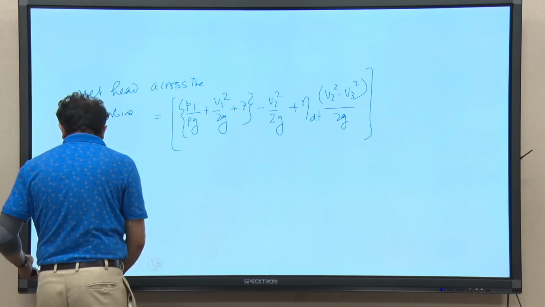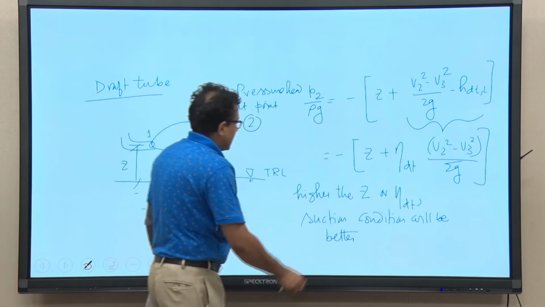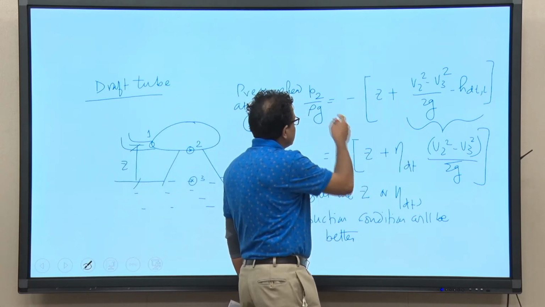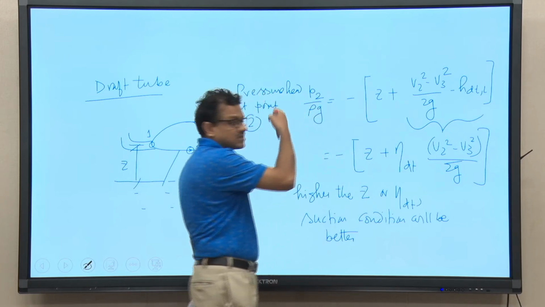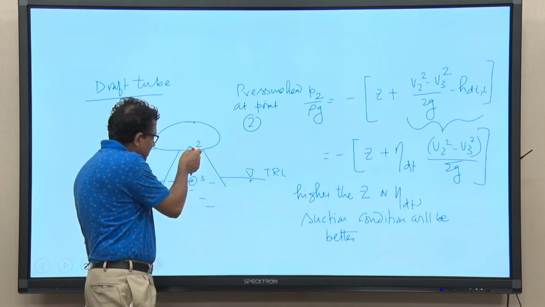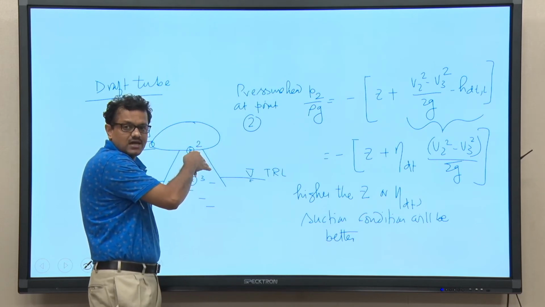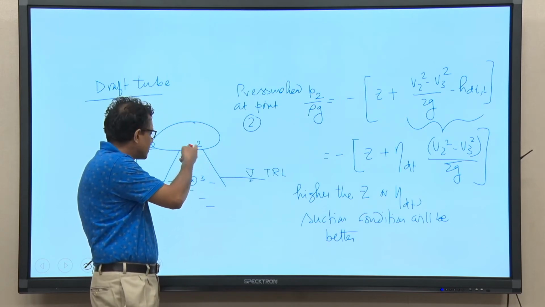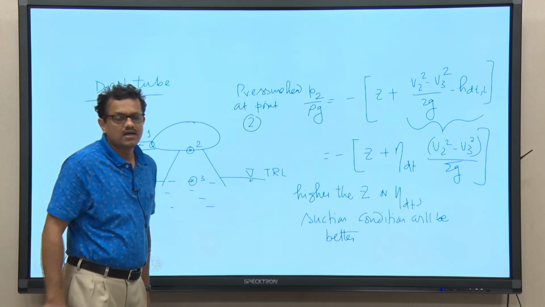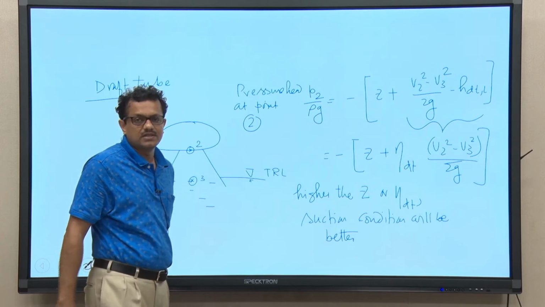See, try to understand, if we go back to the previous slide, the higher the Z or the higher the eta dt, the more negative or suction pressure head at point 2 will be. See, point 2 is the runner exit, or the draft tube inlet. So, the higher the negative head at point 2, the better the operation will be, but we cannot.